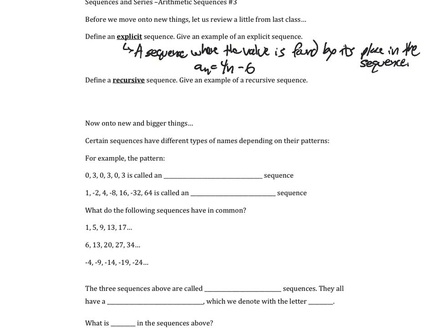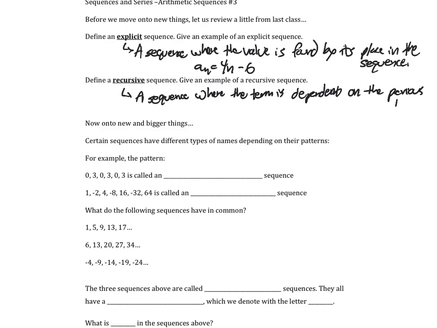Okay, recursive, you will remember, is a sequence where the term is dependent on the previous term. So an example of that might be a sub n equals a sub n minus 1 plus 10. Remember that a sub n minus 1 notation just means previous term. So take the previous term and add 10 to it, but as part of the formula, you have to give me a number to start at.